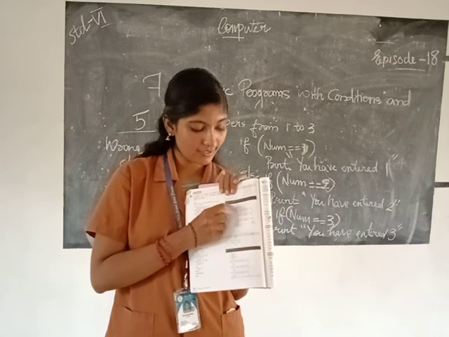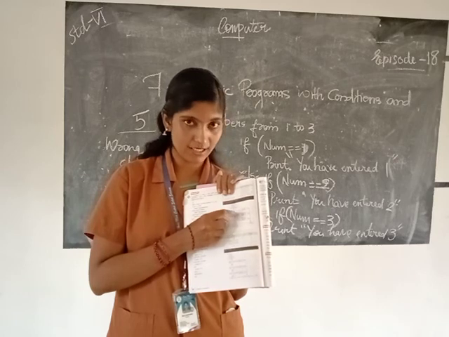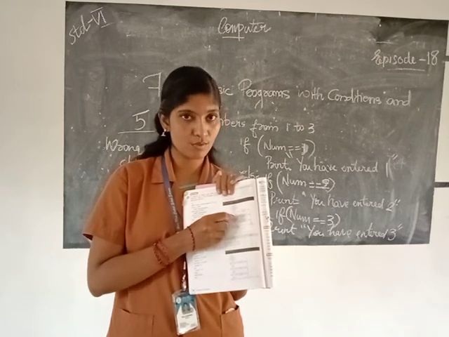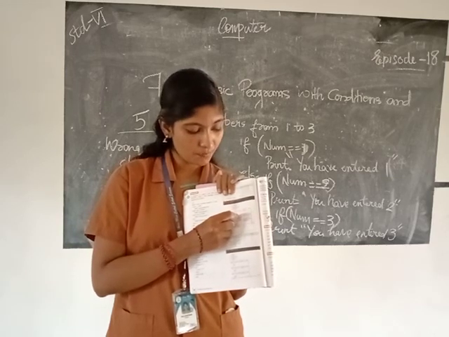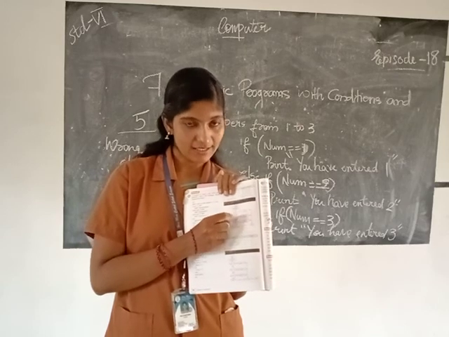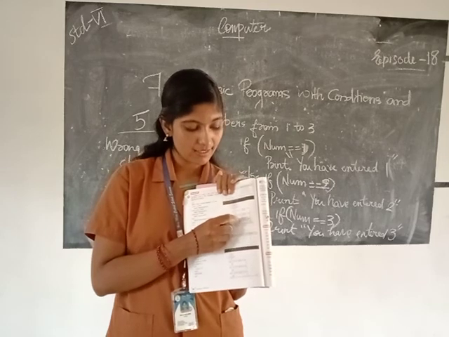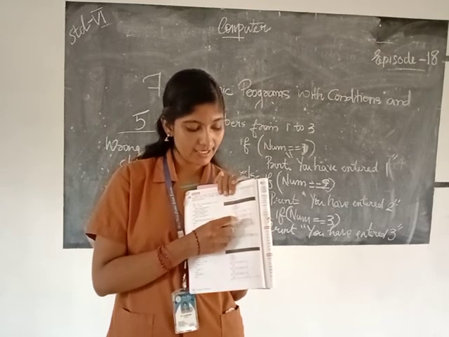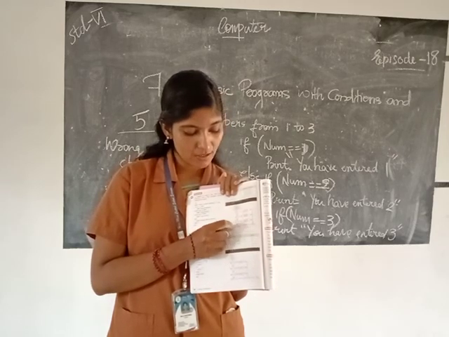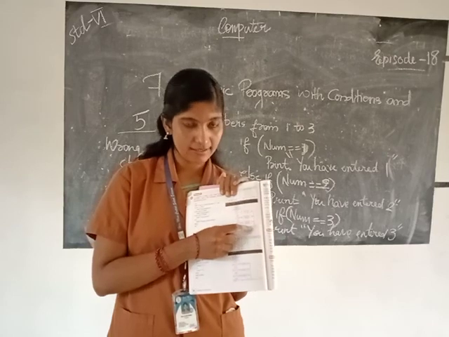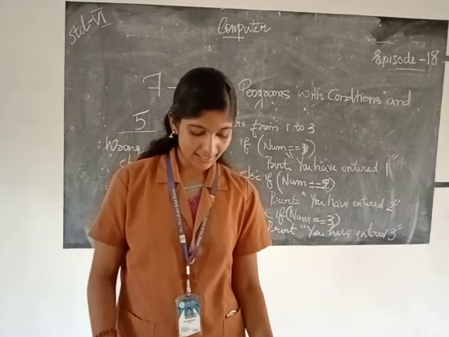If the first condition is false, it will go to the second part, that is num equal to 2. If the condition is true, then print "You pressed number 2". If the condition is false, it will go to the third condition, is num equal to 3? That means press 3, and the print statement "You pressed 3". Then next is print "Wrong number entered". Then stop.